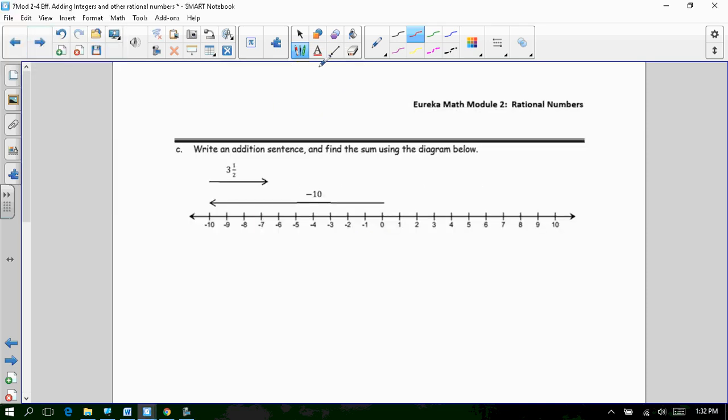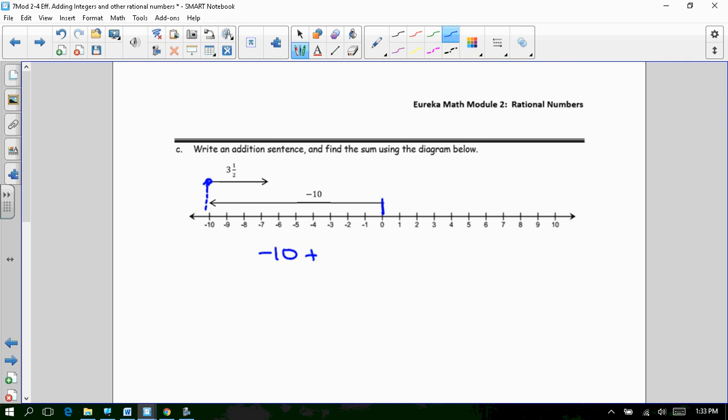All right, last part. I said I would do C with you. Write an addition sentence and find the sum using the diagram below. So now I've got to look at my arrows. Remember, you always start with a number that starts at 0. So what starts at 0? It's the negative 10, right? Negative 10. Where does negative 10 end? Yep, that's where that one started.